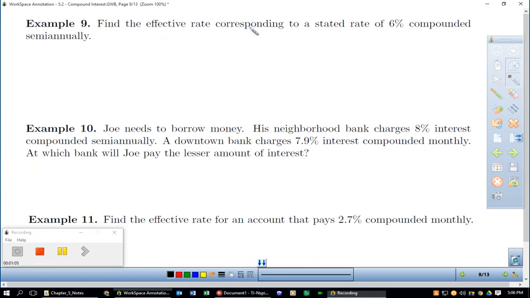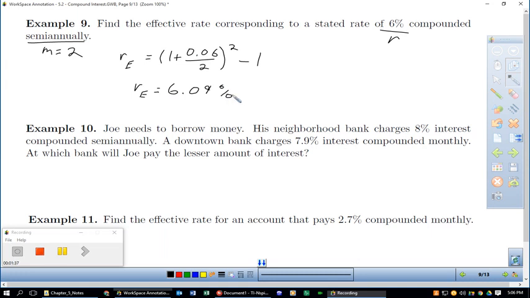Find the effective rate corresponding to a stated rate of 6% compounded semi-annually. That means M equals 2. So that formula, the effective rate, which I'm going to write with a little subscript E to differentiate between the two, is 1 plus R, 0.06 over M, to the M, minus 1. And so the effective rate here is actually 6.09%.